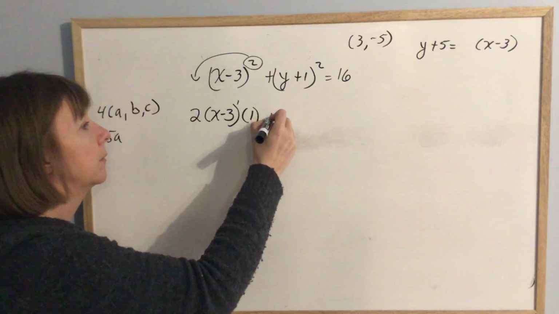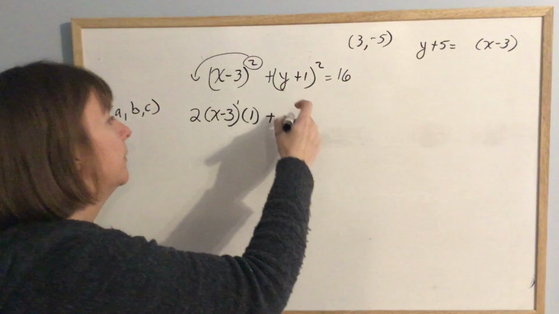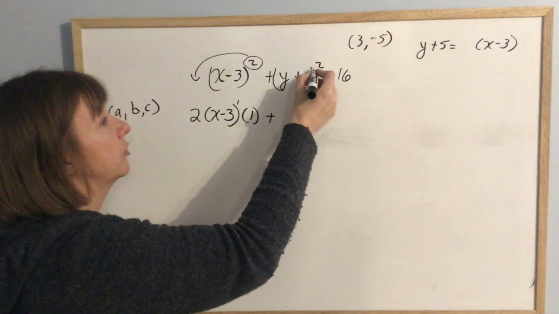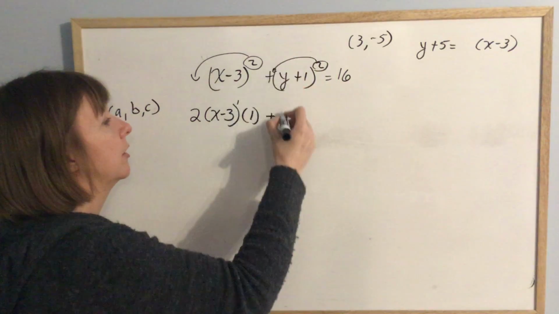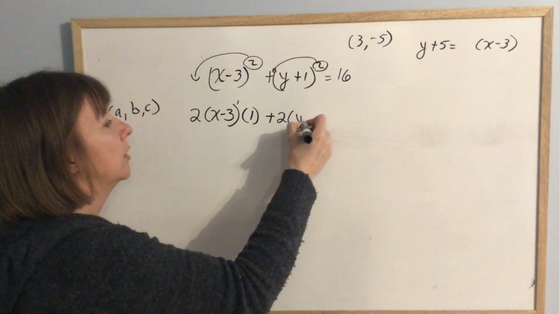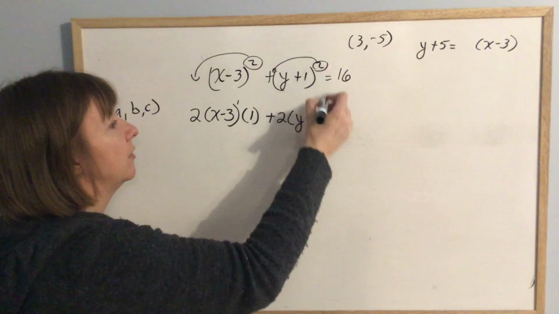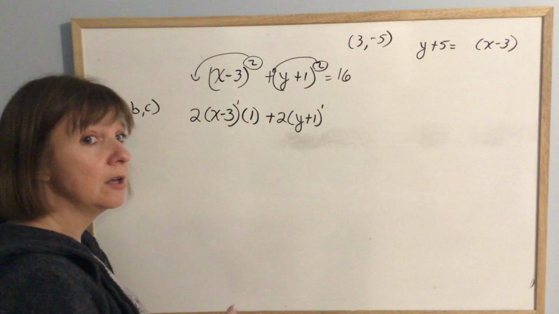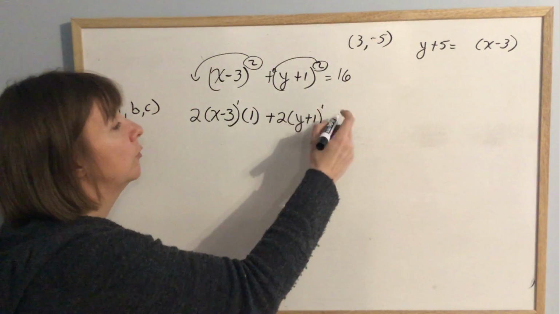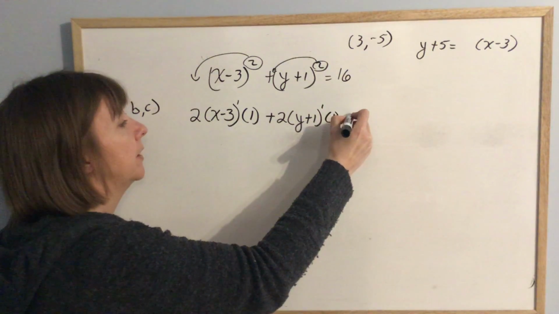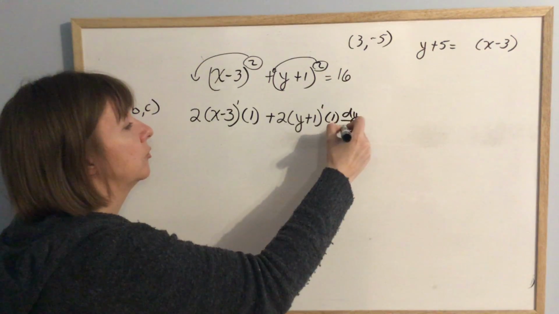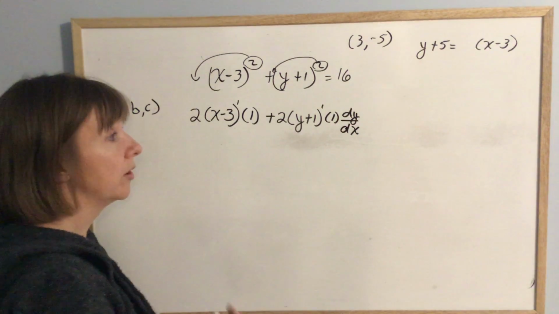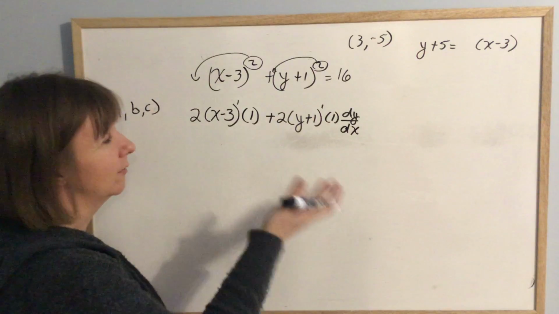Over here, plus, if I again do the chain rule, I'm going to bring my 2 down in front, so I have 2 times y plus 1, decrease my exponent by 1. Then I do the derivative of the inside, but the derivative of y is 1. But again, I have to say that I did the derivative of y with respect to x, and then 1 is nothing.